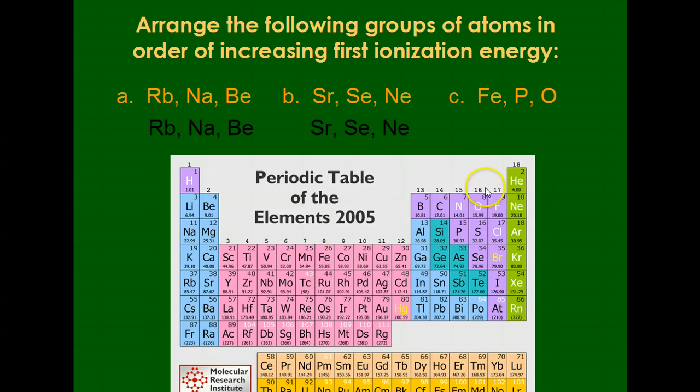phosphorus, and oxygen. Again, smallest is the one that's closest to francium, largest is the one closest to helium, and then again, phosphorus will fall in between. I promise this is not the way they always turn out. If you haven't had a chance to write all this down, I would pause this before we move on to the next slide.